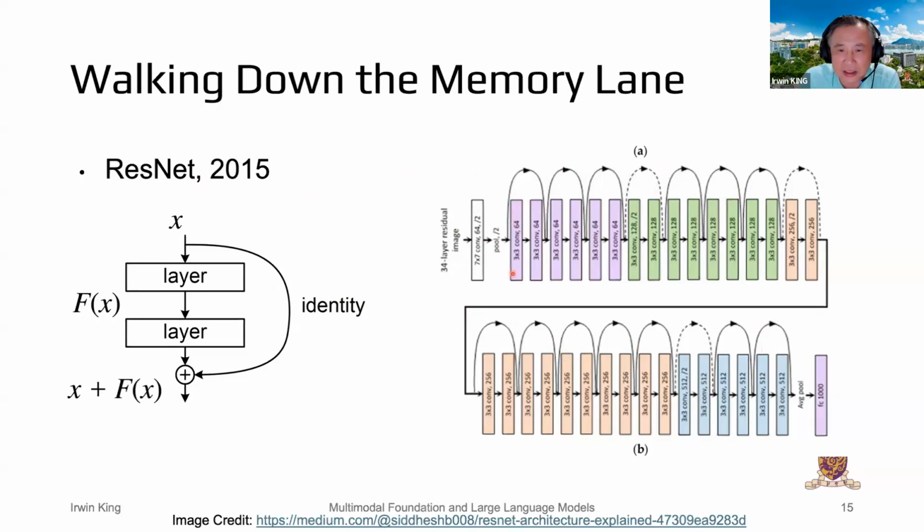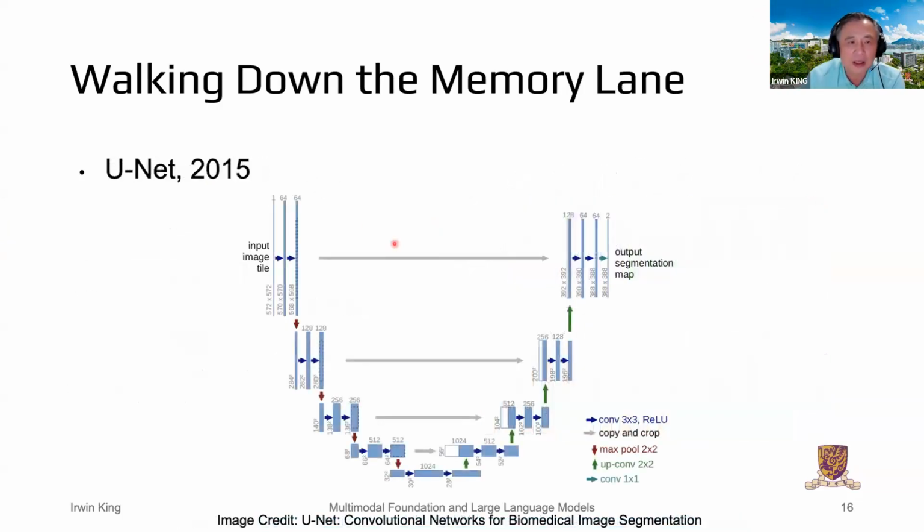So here, each one is a layer. These are 3x3 convolutions, 64, 128, 256. So it's like a pyramidal network. So ResNet was introduced in 2015. The UNet was also introduced so that you have the encoding here and then the decoding here. So the input image tile comes in from here, and then it's being compressed, and then it's being decoded. This is the encoding, and here it's being decoded.